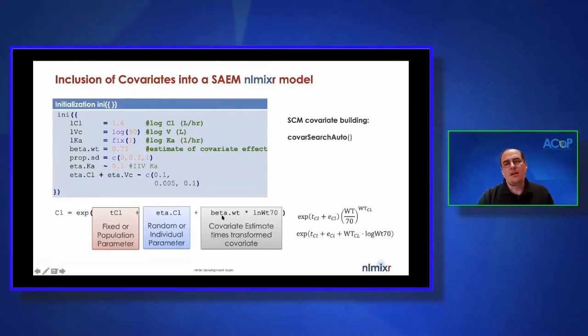So if you were looking at something like weight over 70 raised to a power, which is typically what we have for the allometric scaling, we would change this to be log weight divided by 70 to make it so it falls into this type of category. This is done for you in the new covariate search auto, which will do stepwise covariate model building and should be released with the next version of nlmixr.